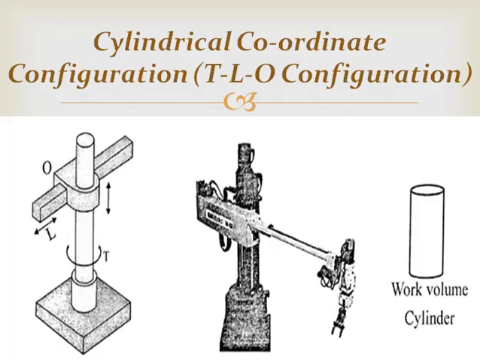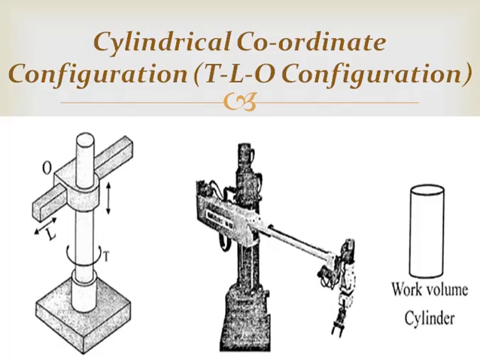This type of robot has a rigid structure with a very high load carrying capacity. A cylindrical configuration robot has very high repeatability with least errors. So this is all about the cylindrical configuration system.